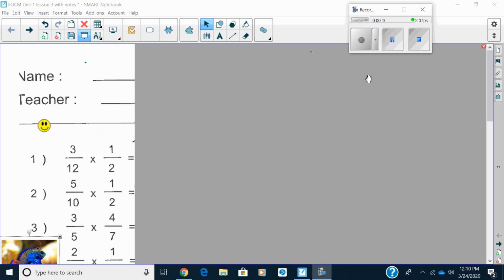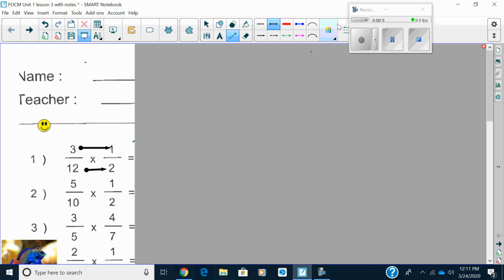What we're going to be focusing on now is multiplying fractions. Now, when you think about fractions, you really think, oh, I really don't like adding and subtracting fractions, but multiplying seems pretty straightforward. Yes, multiplying is straightforward.